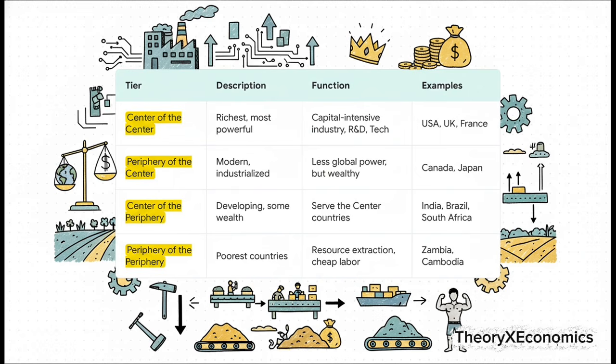Just below them is the periphery of the center, countries like Canada or Japan, super wealthy but with a bit less global clout. Then you get to the center of the periphery. These are developing nations like Brazil or India, and their main job really is to serve the countries at the top. And finally, at the very bottom, you have the periphery of the periphery, the poorest countries whose entire economies are basically set up to extract raw materials and provide cheap labor for everybody else.